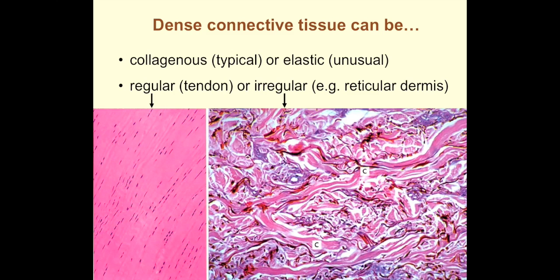So there's two types of dense regular connective tissue that exists in the human body. These are tendons, which attach muscles to bone tissue, and ligaments, which attach bones to bones. So they resist separation in that particular plane of force. Dense irregular connective tissue, the classic example is the reticular dermis, big collagen bundles, elastic bundles, running in many different directions to resist those forces from different directions.